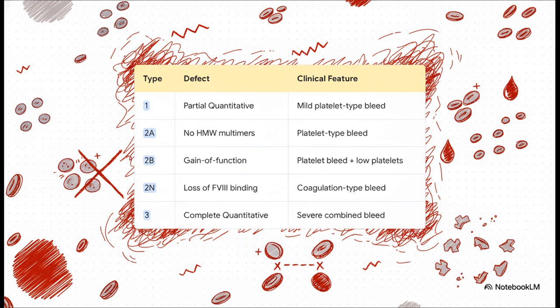And the Type 2 variants are all qualitative defects. 2A is missing the most effective high molecular weight multimers. 2B is a gain-of-function mutation that causes platelets to bind spontaneously, which can lead to thrombocytopenia. And 2N is really fascinating. It can't bind to factor VIII, so it actually mimics hemophilia.